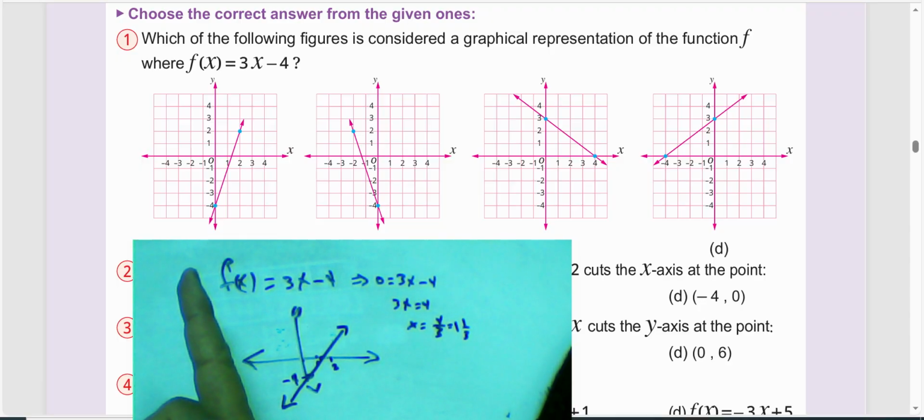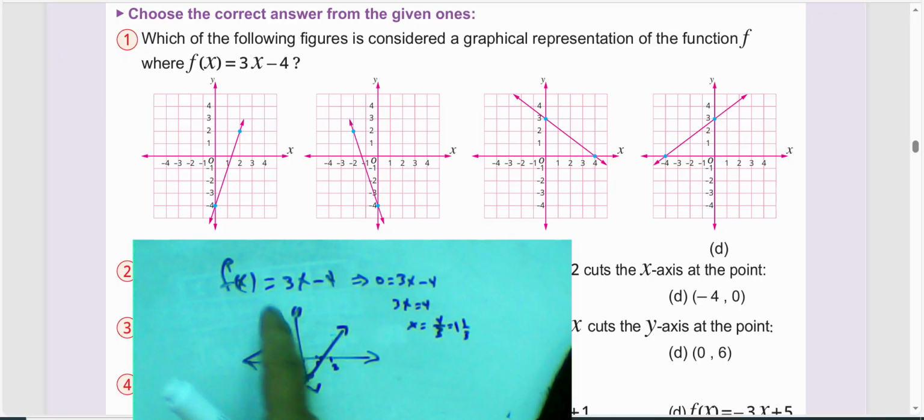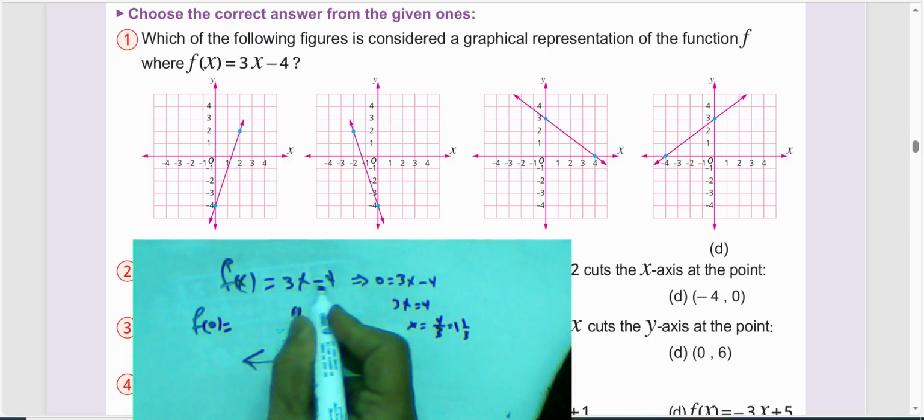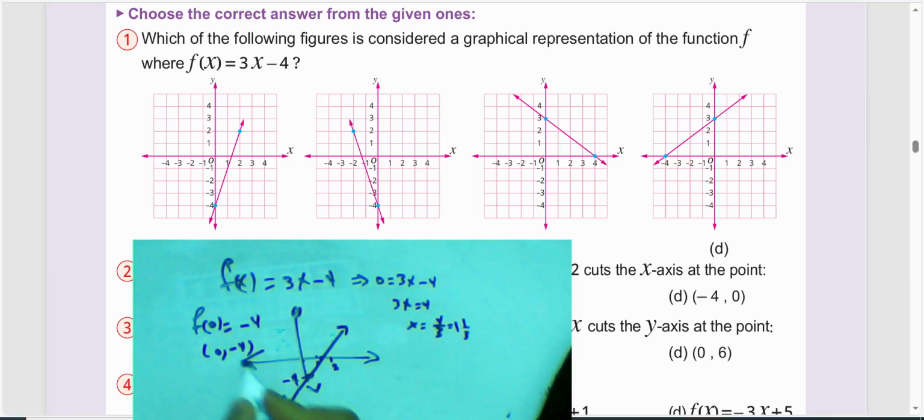Understood? So you must choose the first solution, letter A. Choose letter A, f of x equals 3x minus 4, because it's an increasing function and the point 0 and negative 4 satisfies it. Okay? The coefficient of x is positive, it means the function will be increasing. And if we put x equals 0 here, f of 0 equals 0 minus 4, it will be negative 4. Then the point will be 0 and negative 4. This point satisfies the equation.